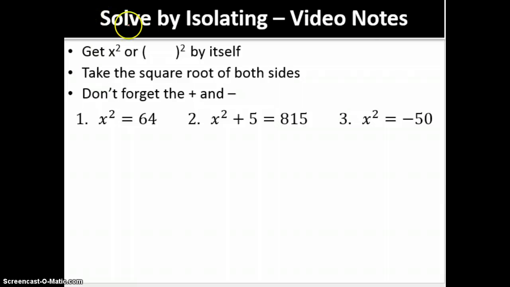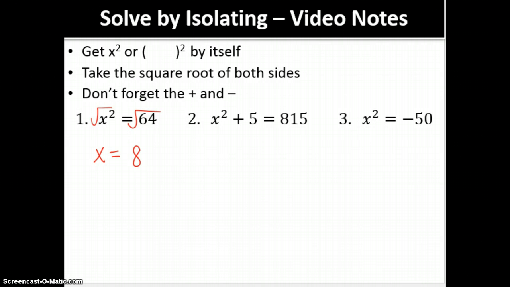So if you look here at some basic instructions, you want to get the x squared or parentheses squared by itself. Here we have x squared, it's already by itself. So now we're going to square root both sides. So if we go through that process, we would square root, and so we have the square root of x squared is x, and the square root of 64 is 8.